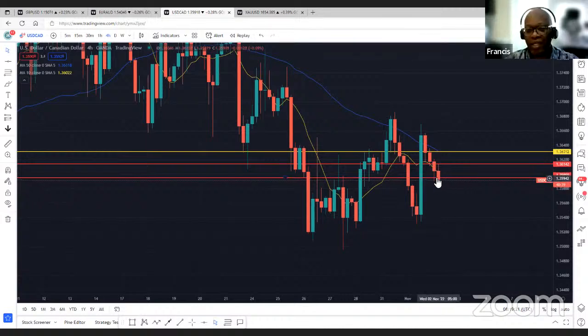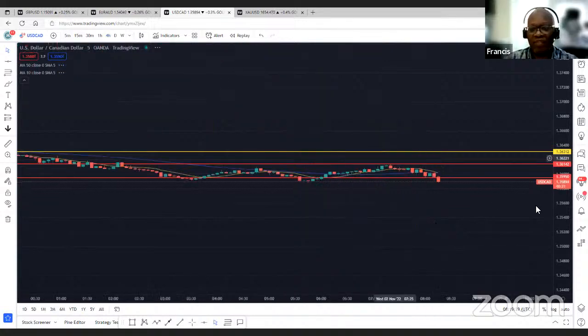I would have thought it most likely would have continued because it's done a 50% retracement of this bullish candle. It's more or less at the 50%, although it has now broken it. So that's why I believe it's going to be pushing all the way down.